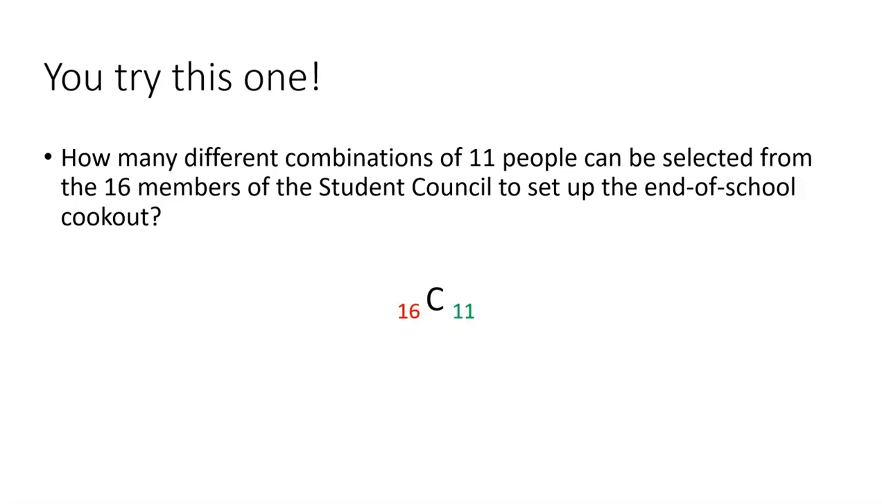Here's your nCr setup. There are 16 people on the student council, and we're going to choose 11 of them. And it doesn't matter what order they get selected. If you're on the committee to set up the end-of-school cookout, you're showing up. It doesn't matter if you were the first name selected or the last name selected.